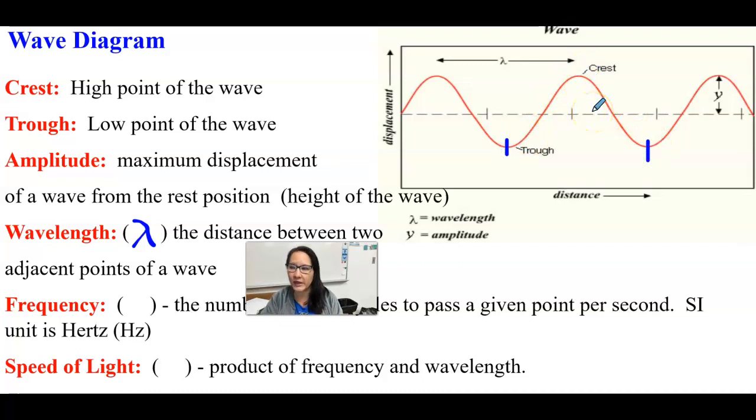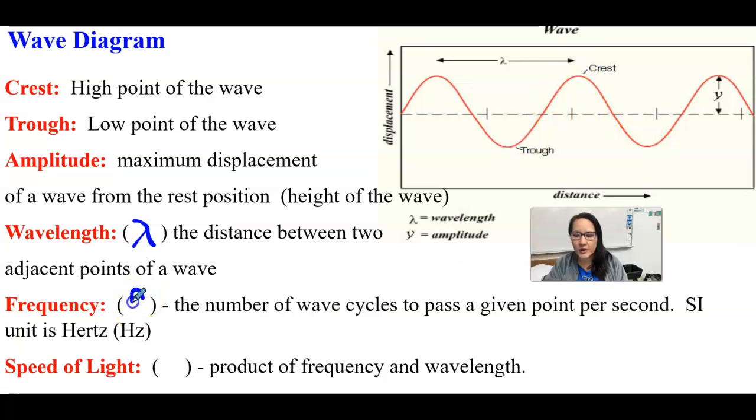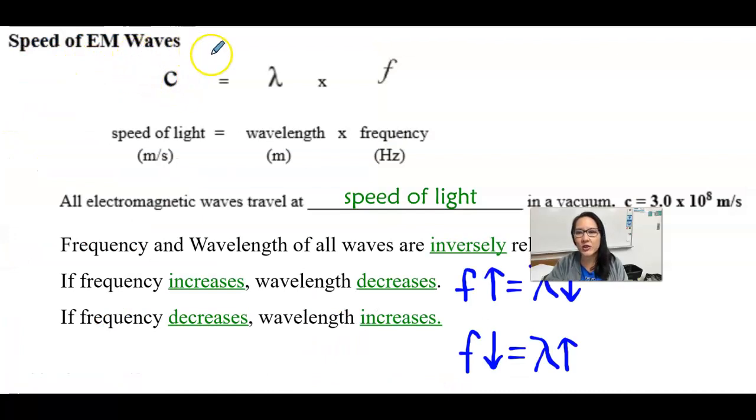or from this point to this point could be a wavelength. Frequency is going to be denoted with the letter f, and it's the number of wave cycles to pass a given point per second. The SI unit for this is hertz. The speed of light is represented with the letter c, and it is the product, or when you multiply, frequency times wavelength. So the speed of electromagnetic waves, the speed of light, is equal to wavelength times the frequency.